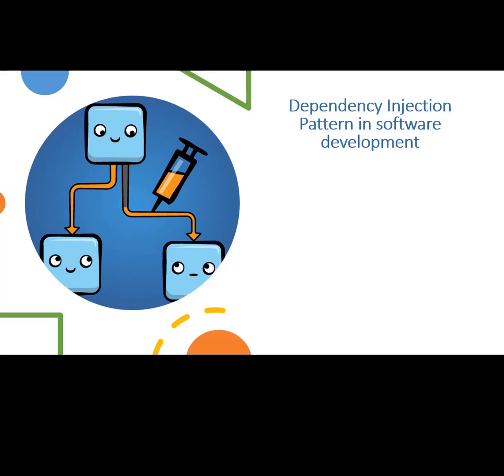Using the dependency injection or DI pattern in software development has several benefits. Here are some of the reasons you should consider using it. Loose coupling, which means your modules are independent from each other and therefore they are more reusable. So your classes are not dependent on each other.